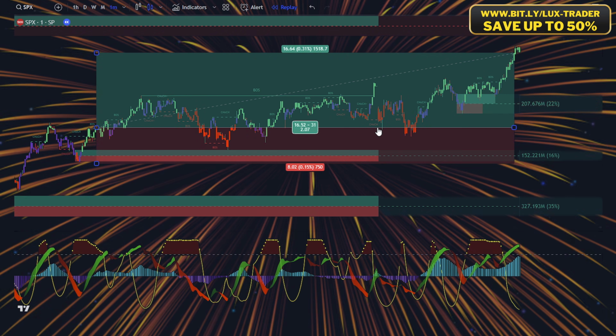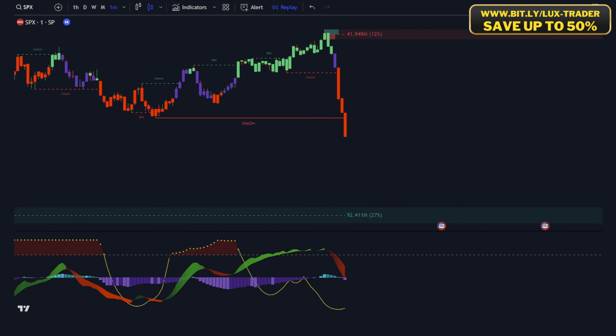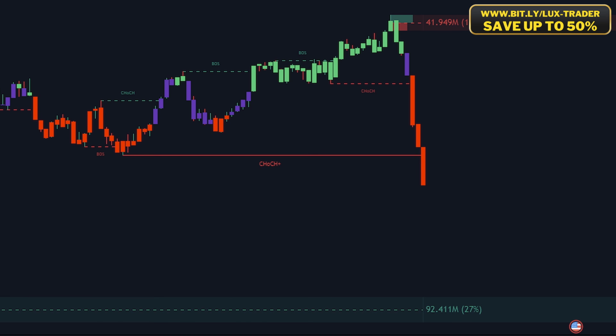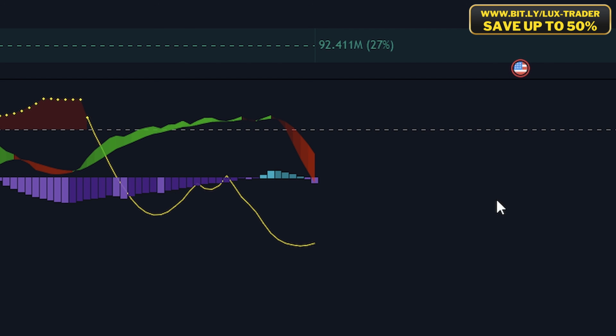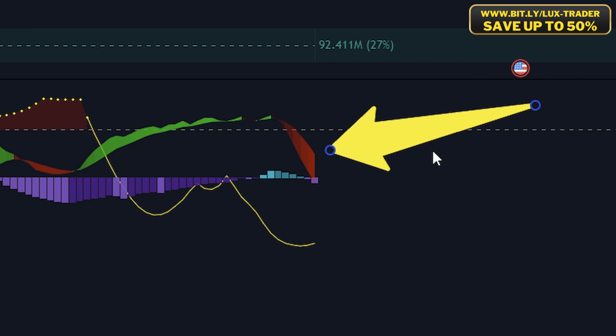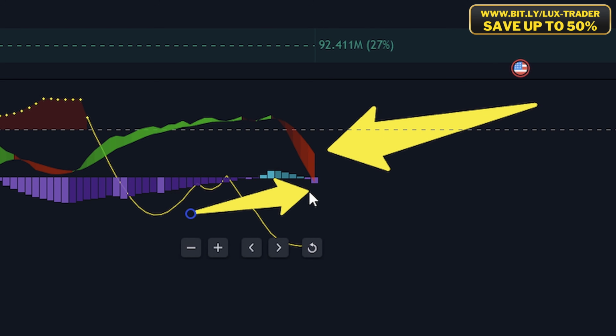Moving on, let me show you how you want to enter a sell trade. To enter a sell position, we follow these steps. First, we need a bearish break of structure or a bearish change of character label to signal a potential downward trend. Next, the candle must be red, indicating a strong bearish signal. Then, the ultimate stochastic trigger band must also be red, confirming the bearish momentum. Additionally, the histogram should be light purple, showing strong downward momentum.